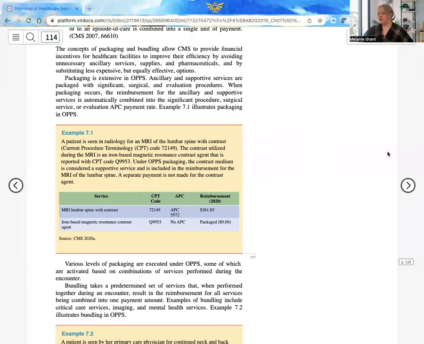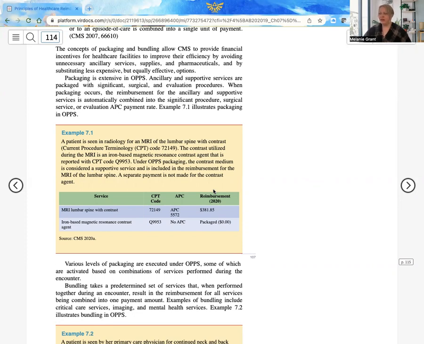So as you can see here, example 7.1 has an example of a patient coming in for an MRI. This patient receives the MRI with contrast, which is the fluid that's injected into their body in order to make them glow or respond on imaging.